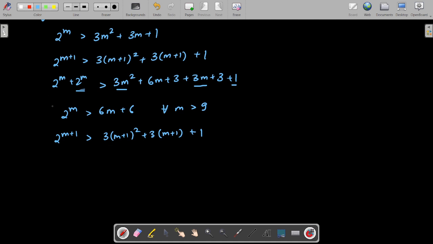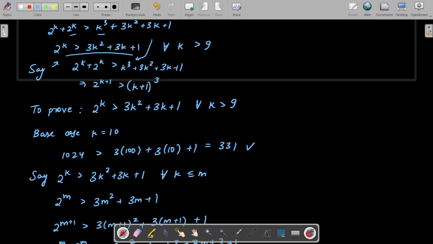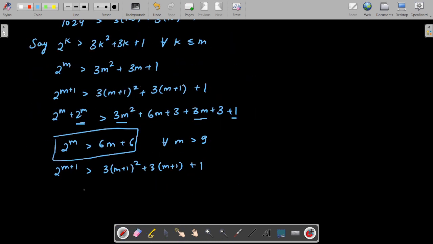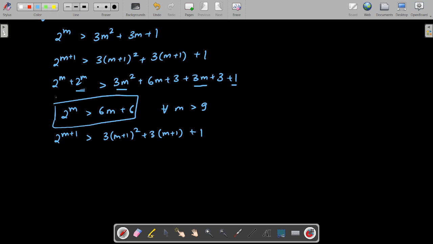So if we can prove this for all m greater than or equal to 9, then we can prove that 2 to the power k is greater than 3k square plus 3k plus 1 for all k greater than 9, because our inductive step is complete, and by principle of mathematical induction we can say that the statement is true.